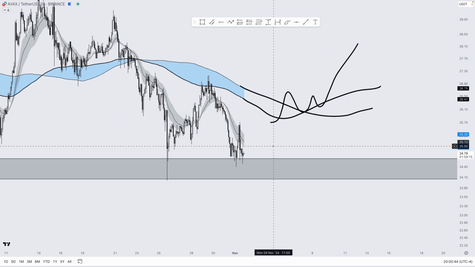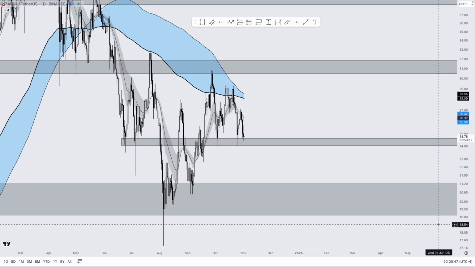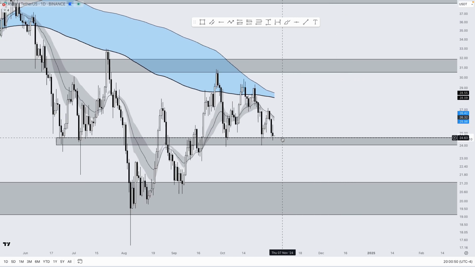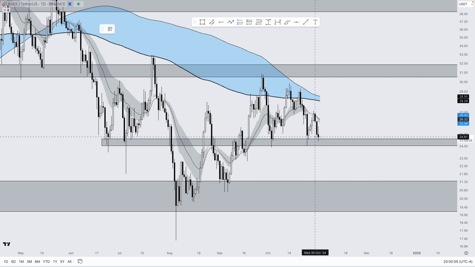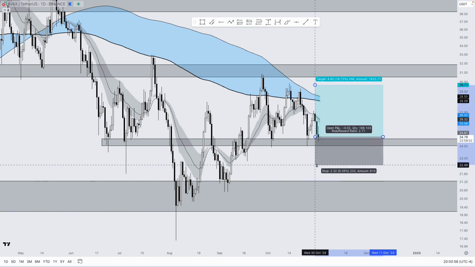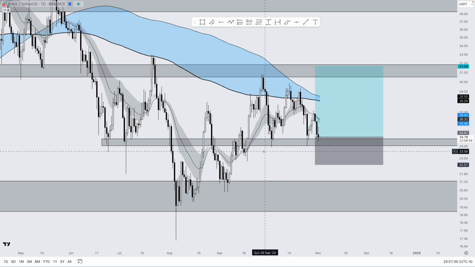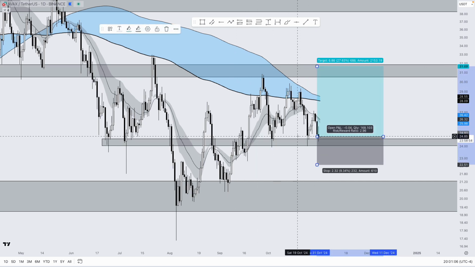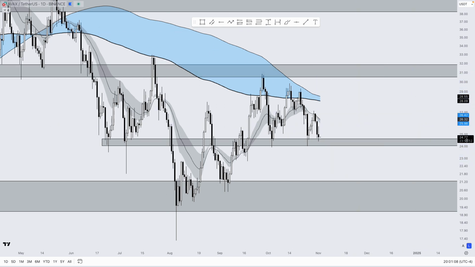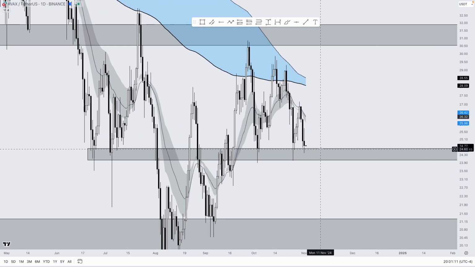Now, this support level, you could just bid this support level, to be honest. If you were going to bid this support, what I would say the setup would look like is something like this. Have your stop below like this price action here. Now, I will say this is the third test of this area. So, to be honest, I don't know if I would blindly bid this area. I probably wouldn't. Also, with the election coming up, there's some volatility as well.